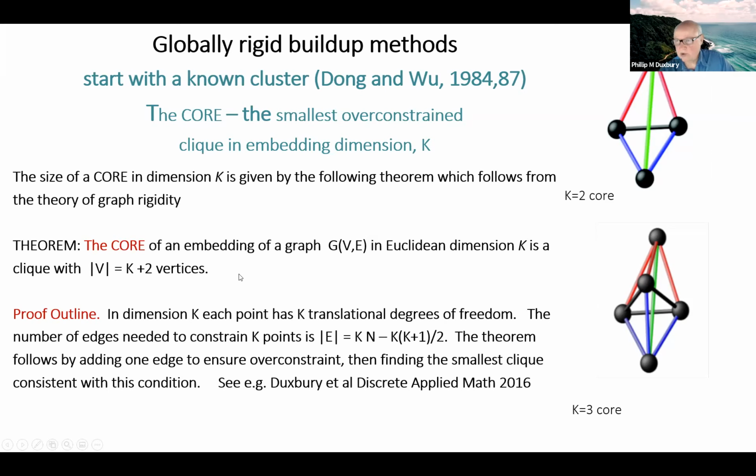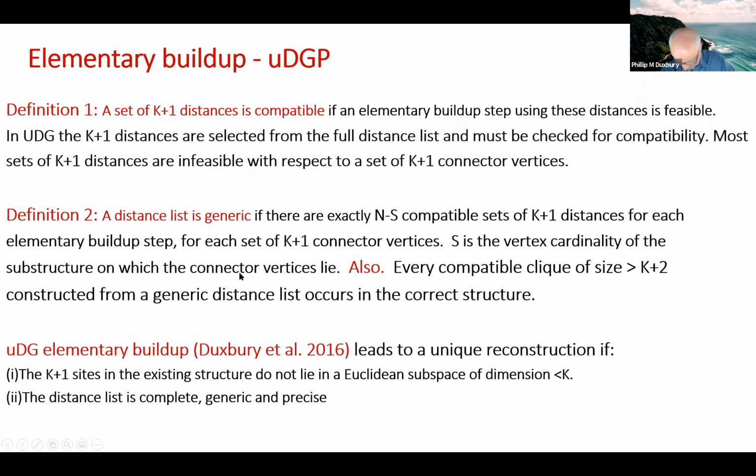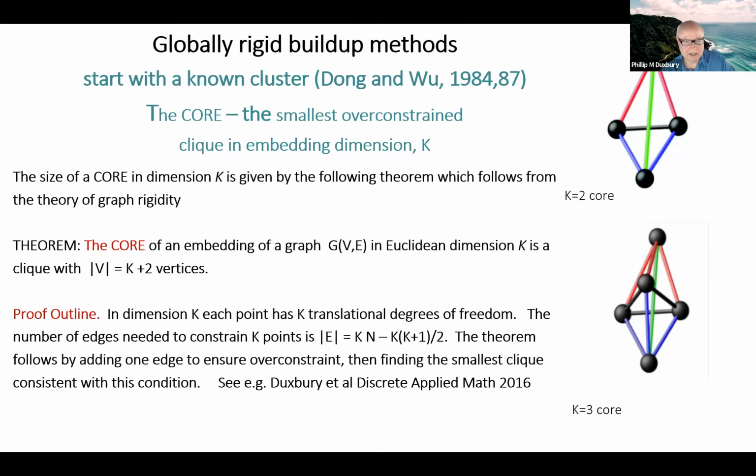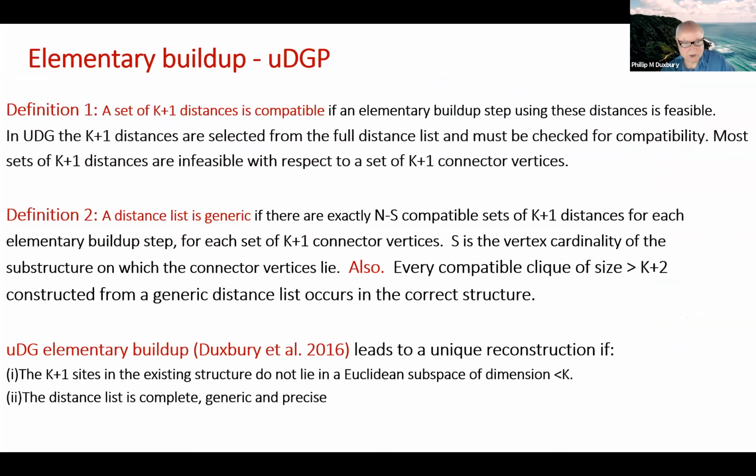So we have cores, and we're going to do a combinatorial search, just on the distance list, to see if we can find a core that is compatible. And as part of that, we have to worry about whether we're generating structures that do not occur in the final carbon 60, for example, or whatever structure we're trying to reconstruct. And so we define something called a generic distance list.